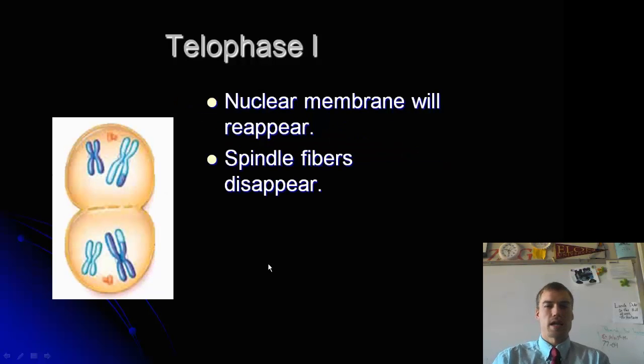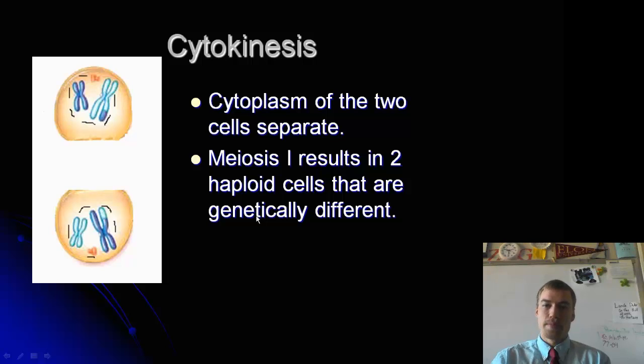Telophase I, just like in mitosis, the nuclear membrane is going to reappear, spindle fibers disappear. We're going to reform those two nuclei. Then we've got cytokinesis. The two cells are going to separate. Okay. At this point, meiosis I is finished, and now we go into meiosis II.